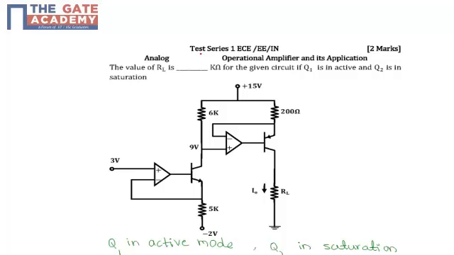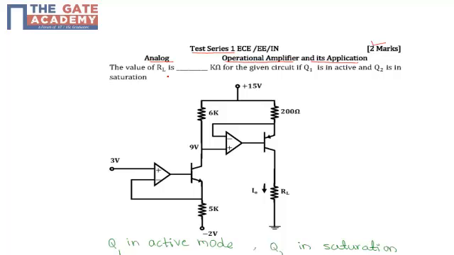Hello students, the given question is from test series 1, subject analog, chapter operational amplifier and its application. It is a 2 marks question. In the question they are asking for the load resistance value in kilo ohms for the given circuit. Q1 is in active mode and Q2 is in saturation.